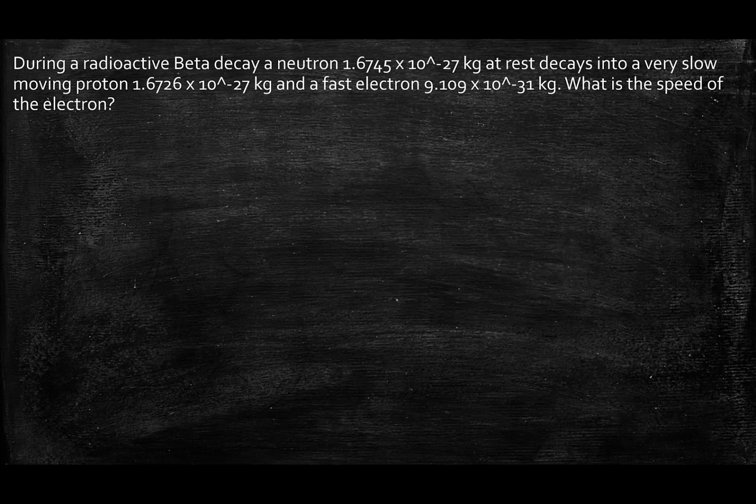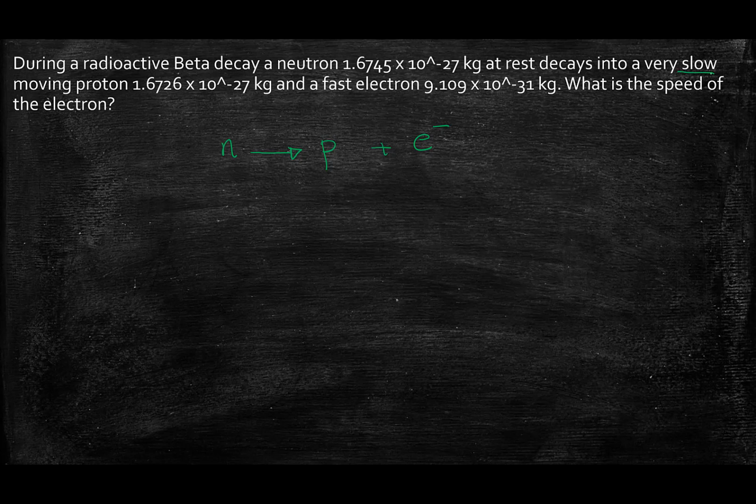Okay, in this question, we're looking at a radioactive beta decay of a neutron with a certain mass, which is at rest. So I have a neutron here, which is going to decay to a proton and a fast-moving electron. So the proton is moving slowly. So we're going to take into account the energy of the proton, electron, and neutron. And I'm going to explain what it means for the proton to be moving very slowly.